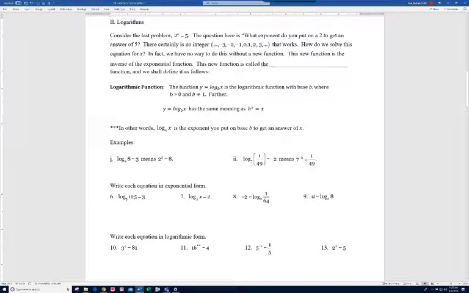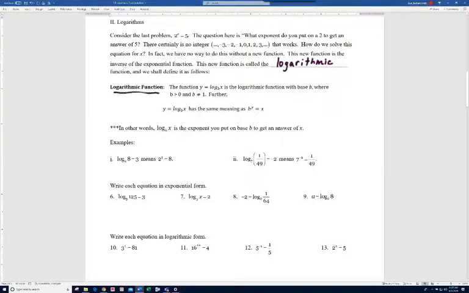So logarithms, it says, consider the last problem, 2 to the x power equals 5. The question here is what exponent do you put on a 2 to get an answer of 5? And again, there's no integer that works. We don't really have anything that works. In fact, we have no way to do this without a new function. This new function is the inverse of the exponential function. This new function is called the logarithmic function.